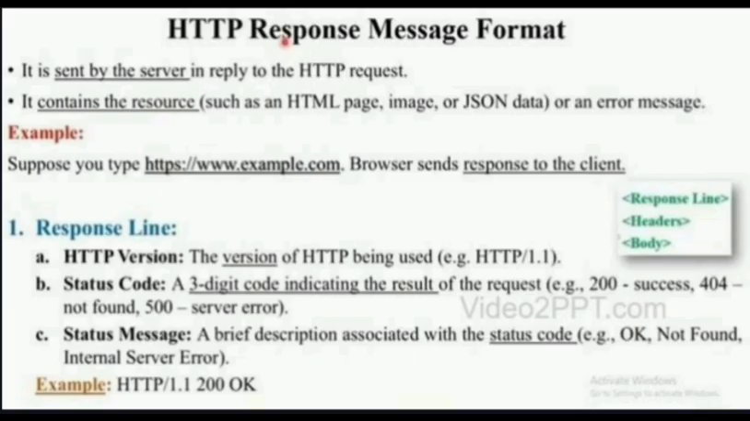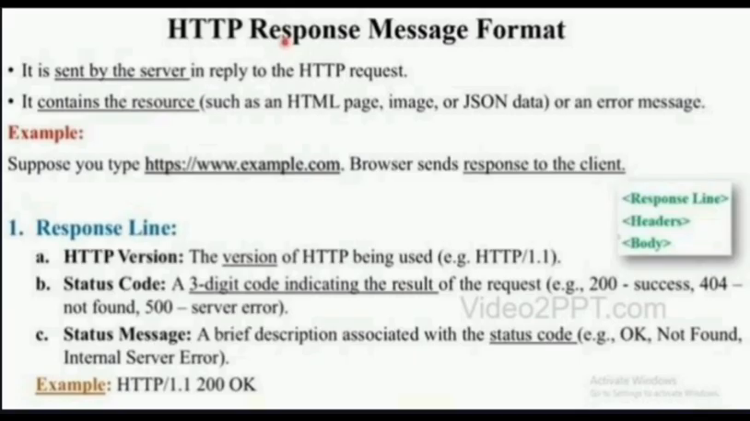Just like the request, the HTTP response is divided into three parts: the response line, the header, and the body. Response line. The response line is the crucial first line in the message, telling the client what happened to its request. It contains three elements: HTTP version, status code, and status message. HTTP version. The version of HTTP the server is using, typically HTTP/1.1. This is the HTTP version.